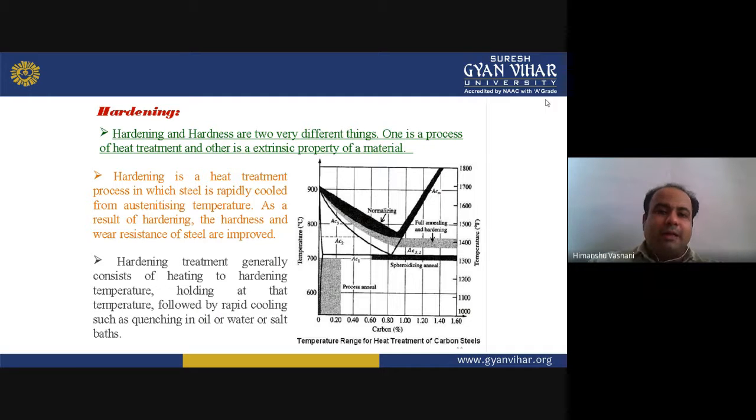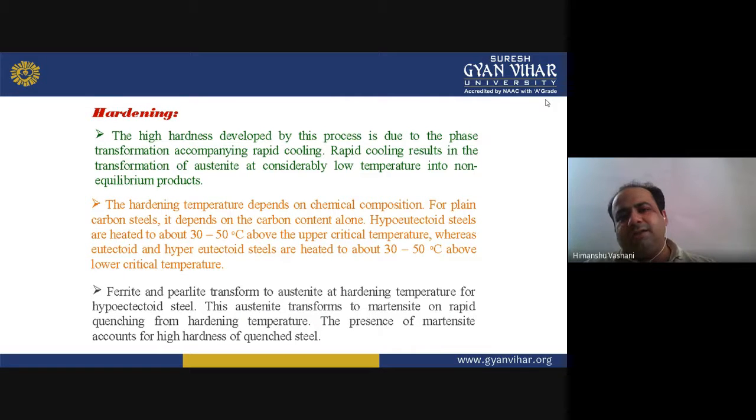In this way the hardening process is helpful, and that is why we go for this kind of heat treatment. Hardening treatment generally consists of heating to hardening temperature, holding at that temperature, followed by rapid cooling, such as quenching in oil, water or a salt bath. Based upon past experience, you can use whichever quenching medium you want. The high hardness developed in this process is due to the phase transformation accompanying rapid cooling. Rapid cooling transforms austenite at considerably low temperatures into non-equilibrium products.